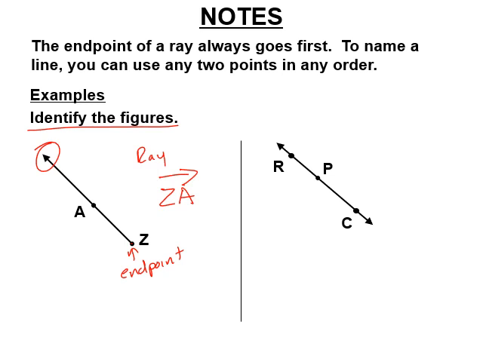This actually has 6 possible names. Now that's a line. You always use 2 letters to name a line. So see if you can come up with all 6 names. Pause.